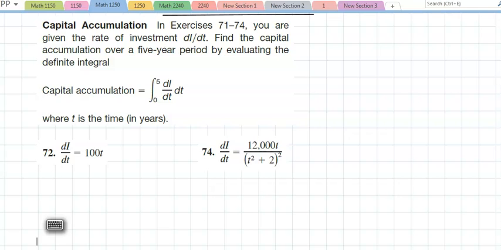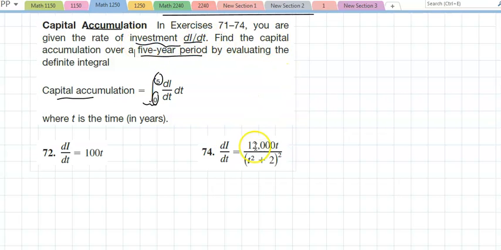How about capital accumulation? In 71 through 74, you are given the rate of investment. The dI/dt is the investment. Find the capital accumulation over 5 years. Anywhere you're trying to find an accumulated amount, you're using an integral. We didn't derive it to show you what an integral is literally because we just want to use it. You don't want to go by the theory. So basically, the total capital accumulation will be the integral, since you're going for 5 years, from 0 to 5, of the rate of change of the investment.